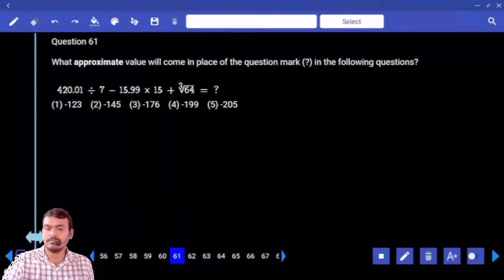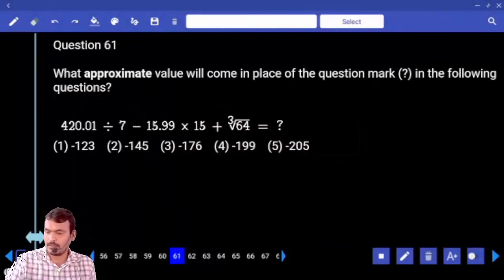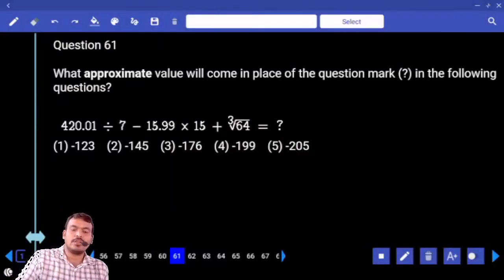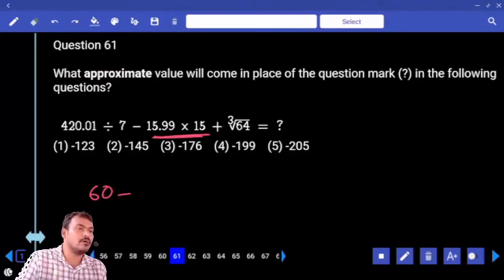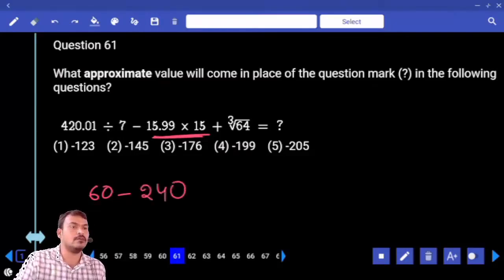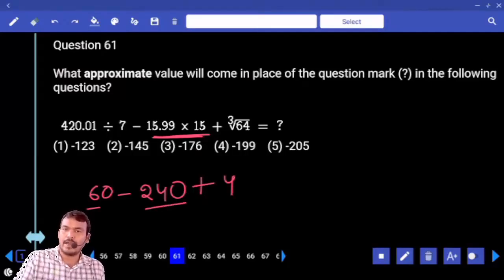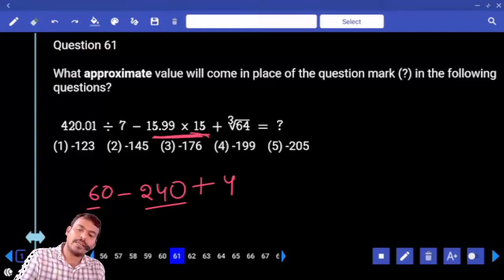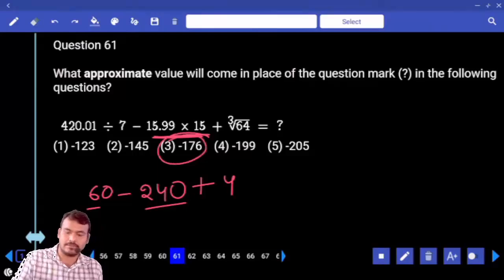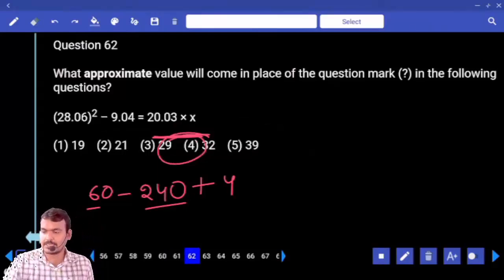Next question number 61. Approximations, or not? First one, 420 divided by 7. How much? 60. Minus 16 into 15, or not? What is 16 into 15? 240, or not? Plus cube root of 64. 4, or not? First 60 minus 240, minus 180, or not? Minus 180 plus 4. Minus 176.